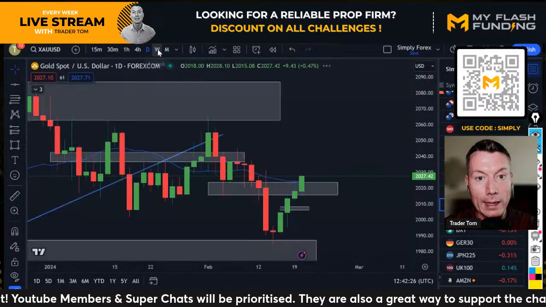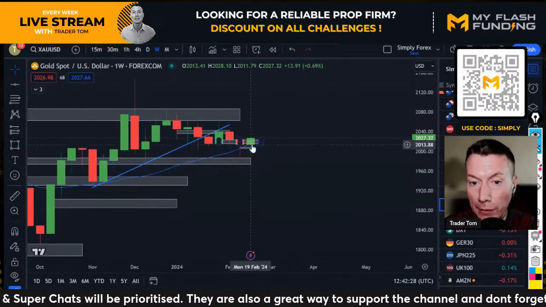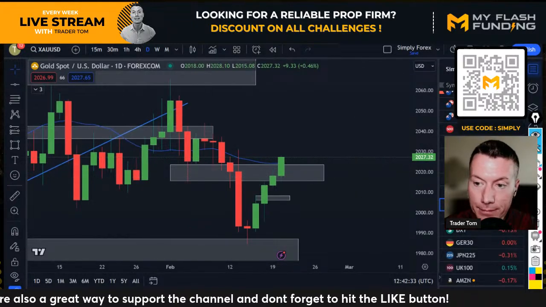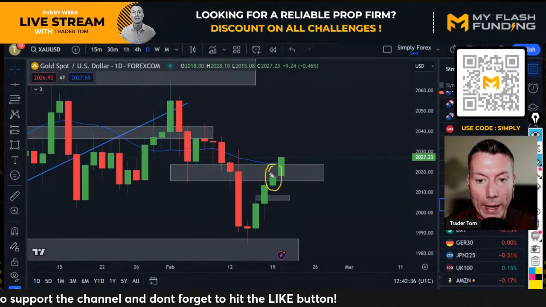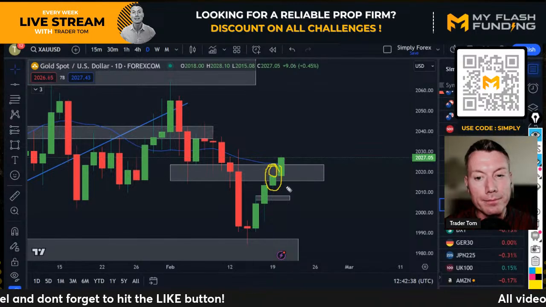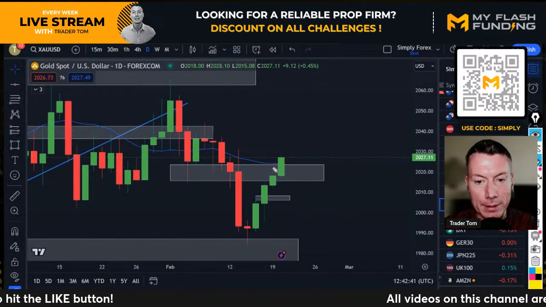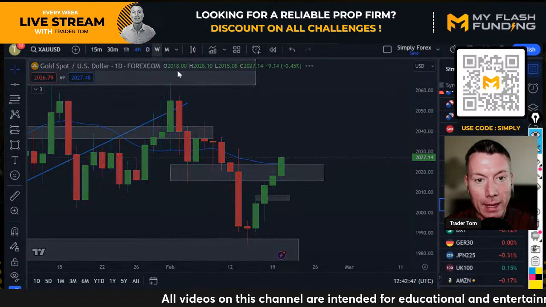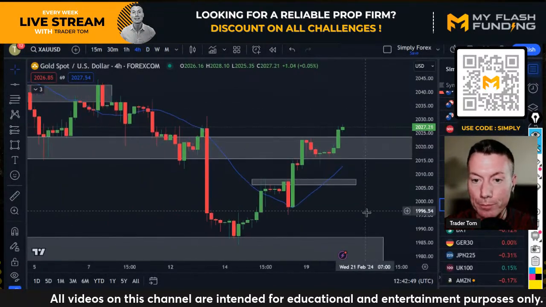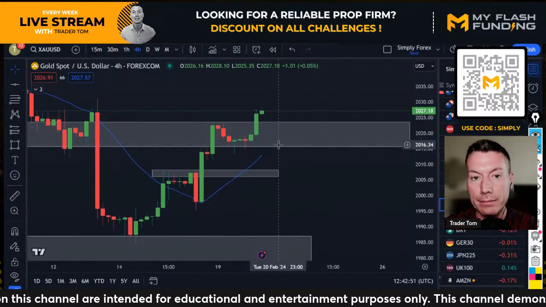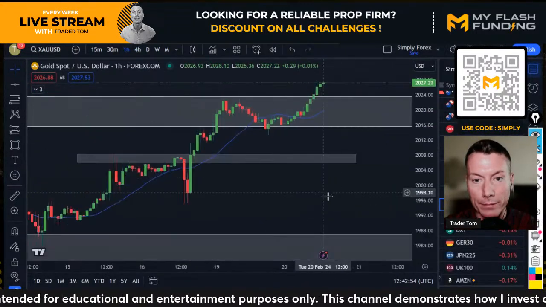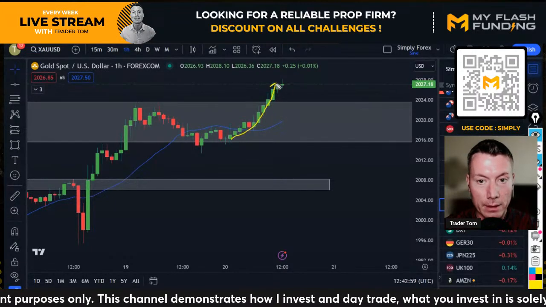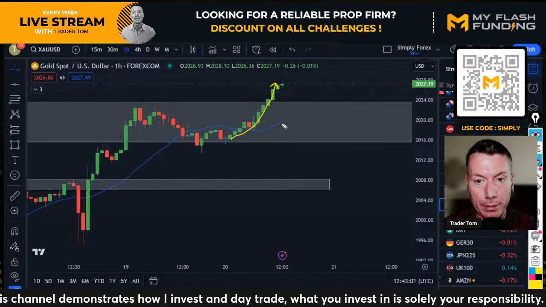So let's look at this, guys. Weekly is definitely not telling us to sell it. Let's go down to daily. Okay, we got a bit of a wick at this level, but not really a substantial reaction. Not really telling me to sell it. H4 is 100% not telling me to sell it. If we drop down to the H1, that is also not telling me to sell it. You would be shorting a rocket ship.